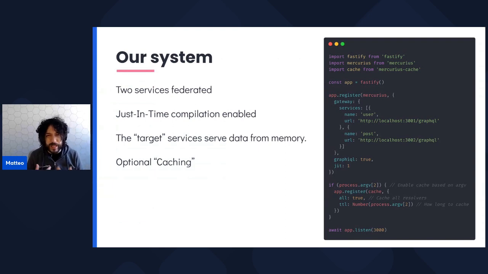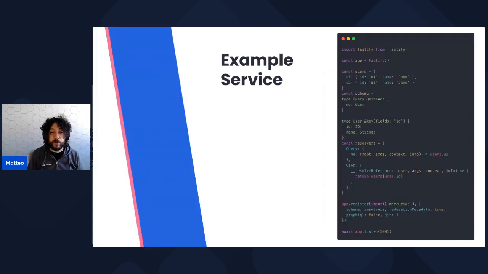So it's time for doing some magic and some experiments. First of all, let's consider a gateway. Our gateway is a Fastify app running Mercurius with the gateway mode targeting 2 services, one that serves users and the other one that serves posts. We are also enabling the just-in-time compiler. Basically, it takes your GraphQL query and compiles it into a very, very fast to execute JavaScript function. Whoa. Okay.